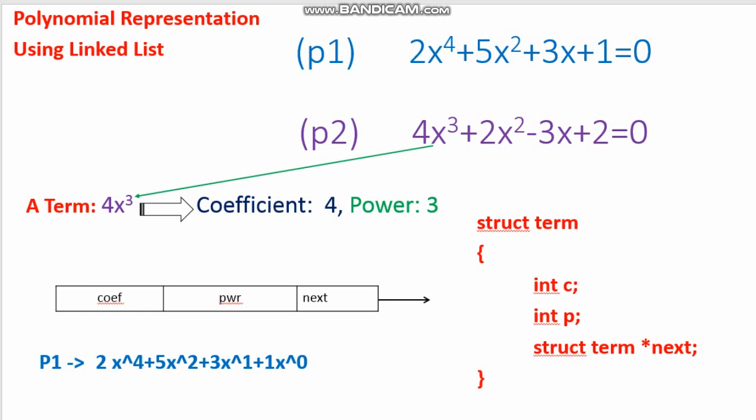Dear friends, we are coming to you on the next topic in data structure. This is polynomial representation using linked list. So a little bit of mathematics. We have studied what's a polynomial.